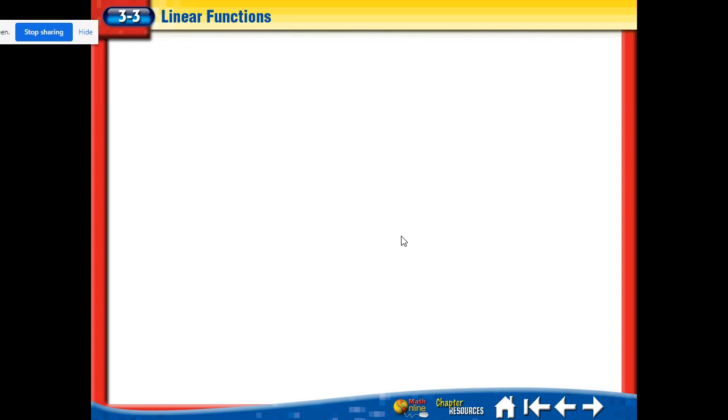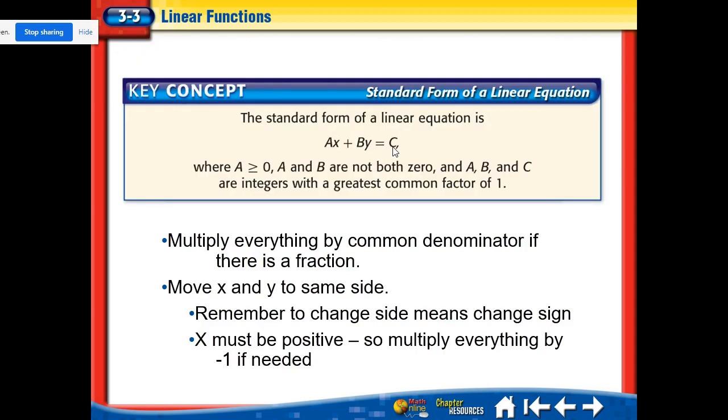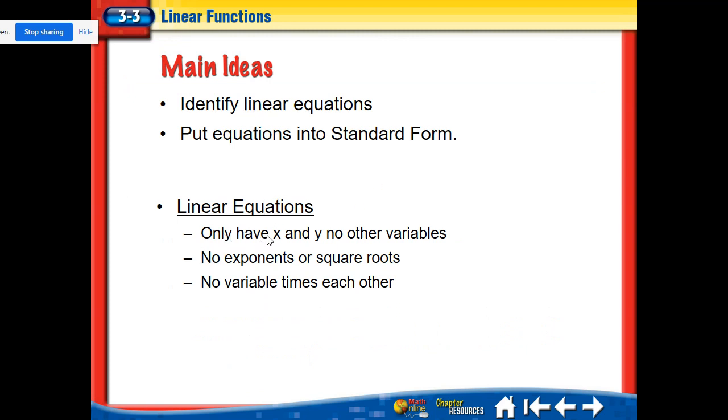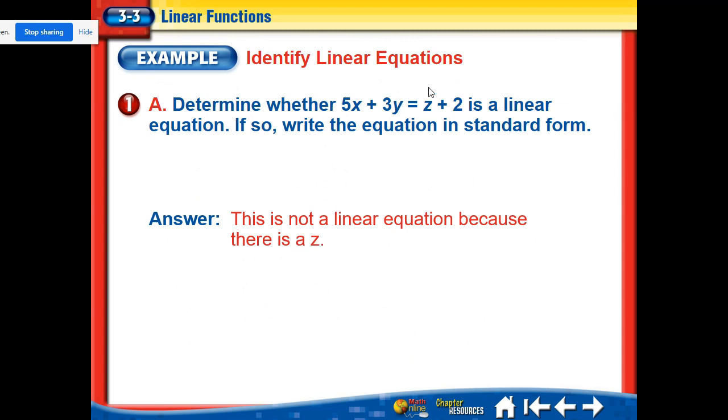So let's get going. Determine whether this is a linear equation. If so, we want to write it in standard form. So we want to do those two different things. Let's go back and take a look at what it means to be linear. Only x and y, no other variables, no exponents or square roots, and we can't multiply the x and y together. All right, so let's look at this one. Notice we have that z here. This is not a linear equation because there's a z. And we're done, because it says if so, then we write the equation. And it's definitely not linear, so why try to even put it in standard form?